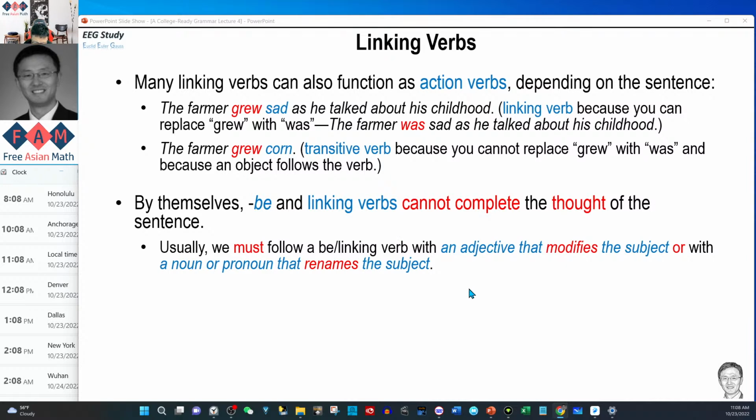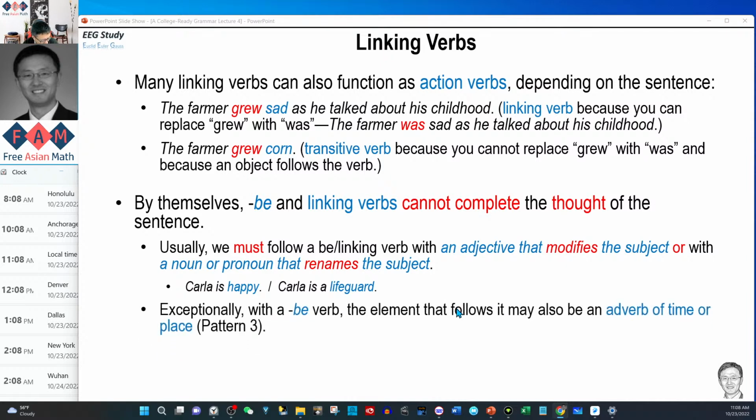The connection is different from a transitive verb. So Carla is happy. Carla is a lifeguard. Clearly, in both cases, happy characterizes Carla, and lifeguard is just another way of naming Carla.